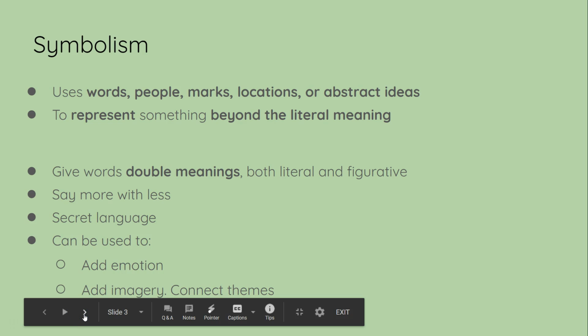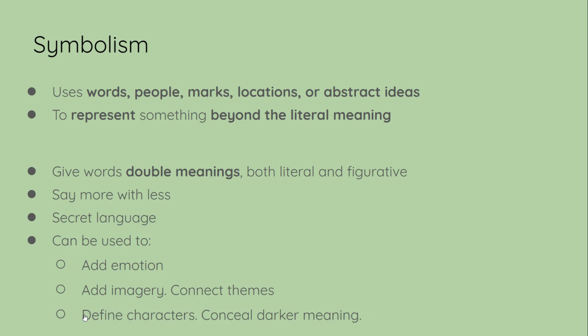To analyze symbolism is when we use words, people, marks, locations, or abstract ideas to represent something beyond the literal meaning in a text. So symbolism gives words double meanings. We might have a word like lamb in a text, and it means something both literal and also something figurative. Symbols help us say more with less as writers, and it is a secret language between the writer and his or her audience, where we're able to interpret what the author is trying to say.